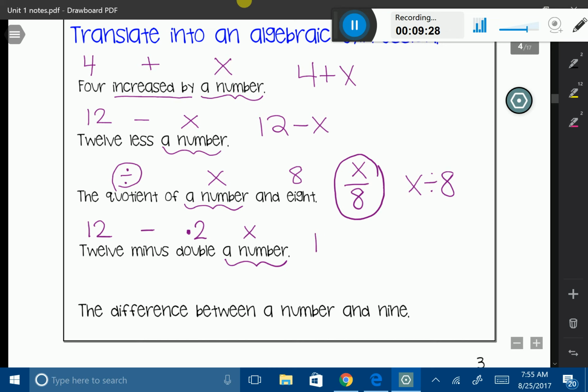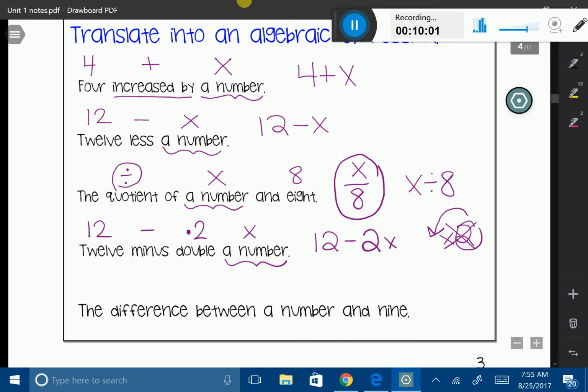So 12 minus double a number. I'm going to say 12 minus, and the way that we write double a number in algebra is going to be like this. I'm going to put a 2 in front of the x. So I'm saying I have twice the number of x's, so double a number. Sometimes people will write this, x2. That is incorrect. We always want to put this number, which if you remember from elementary school is called the coefficient, out front so that we have 2x.